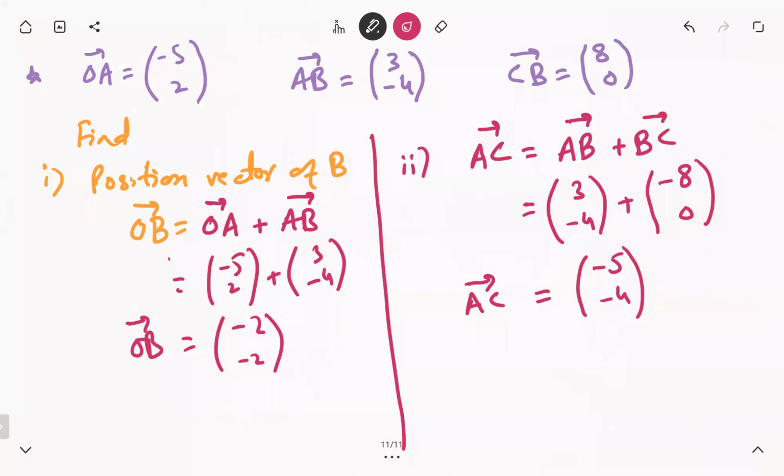Okay, next is... We have done addition of vectors. Next is parallel vectors. Okay, how will you identify whether the two given vectors are parallel or not?